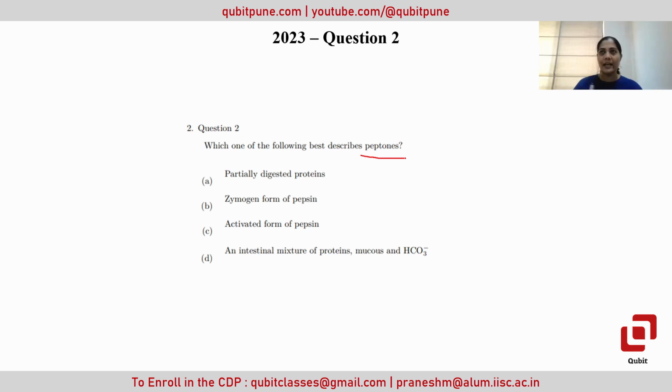As this part is deleted, I'm just giving you the answer. So, peptones are partially digested proteins. That is the correct one. Option A is the correct one.